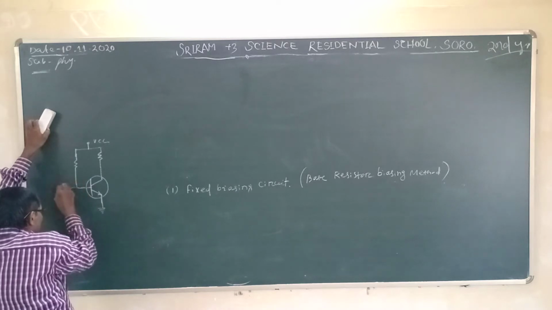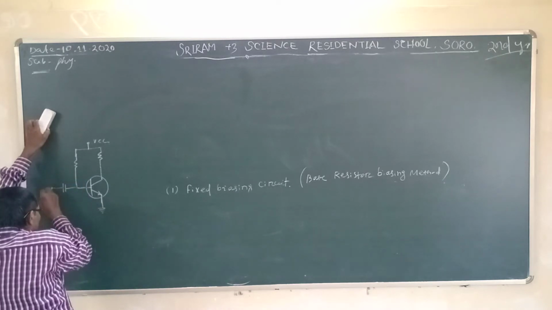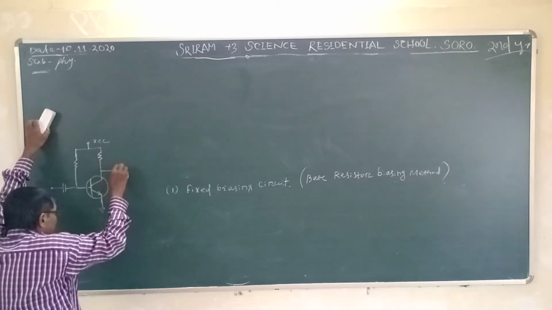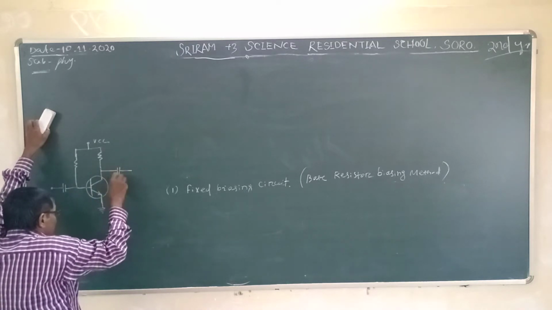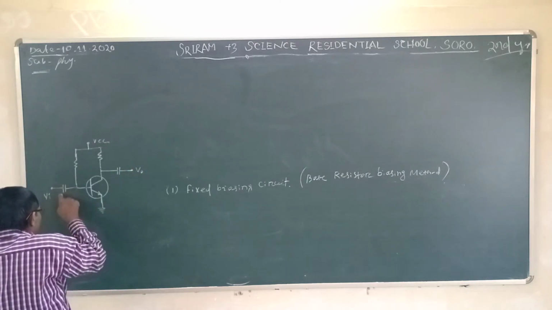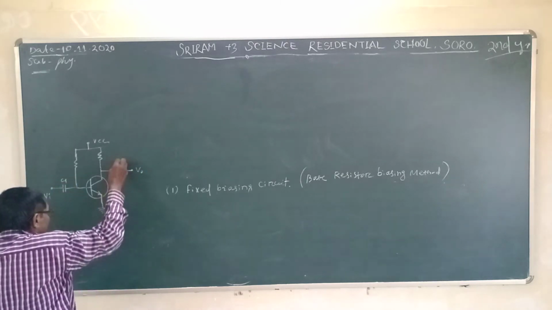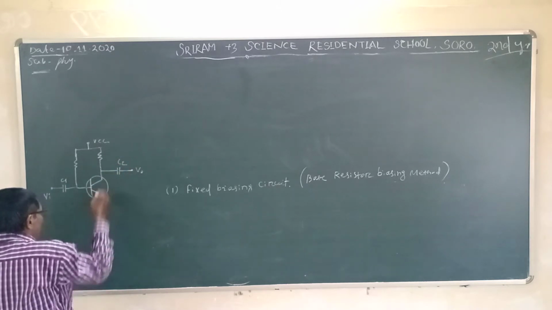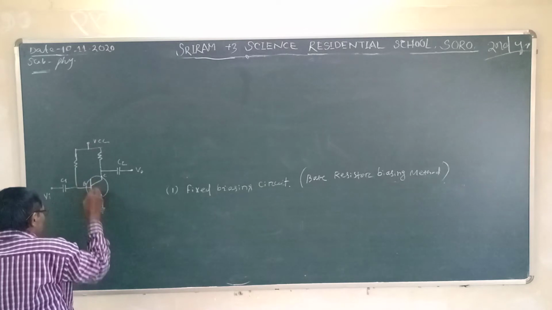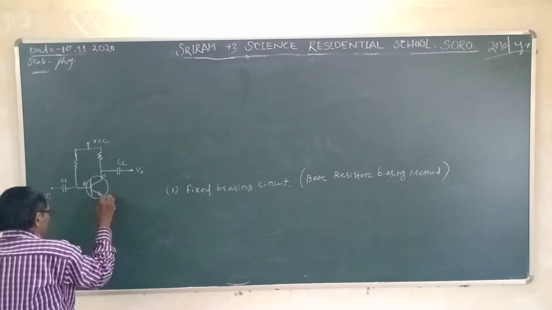Now we apply the signal at the input point, that is Vi. We take the output from this point, that is V0. That is coupling capacitor 1, and that is coupling capacitor 2. This point is the collector point, this point is the base point, and this point is the emitter point.